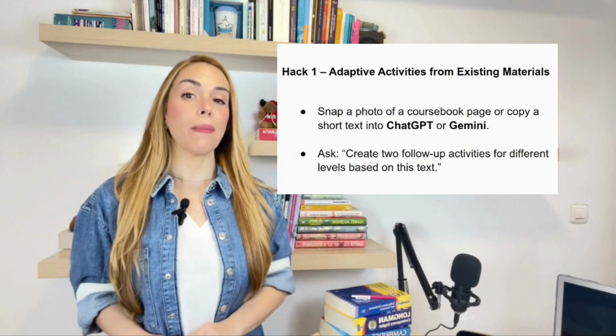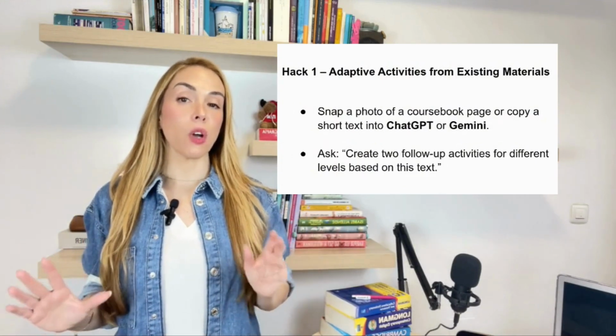Create 2 follow-up activities for different levels based on this text. You can then tweak the tasks to suit your learners. This isn't about cookie cutter worksheets. It's about delegating the scaffolding to AI so you can focus on tailoring tasks that are fair, realistic, and relevant. In practice, that means moving from one size fits all lessons to something genuinely adaptive.